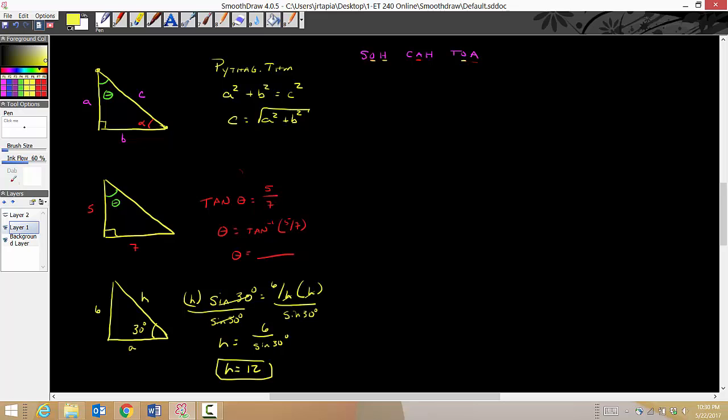So I hope this makes sense. There's some homework assignments that you can work on. You can look online if you need additional work on these. If we were to look back at this triangle here, we could write out our formulas.